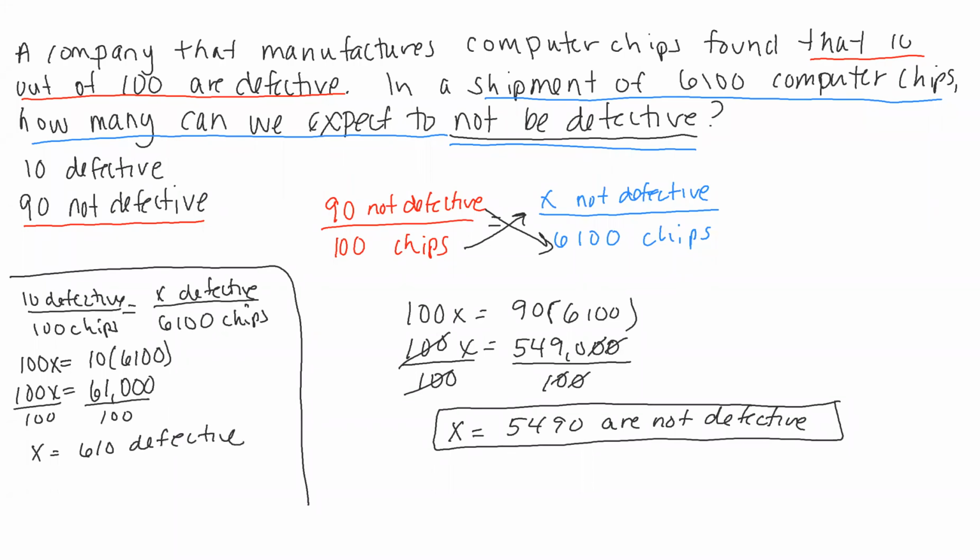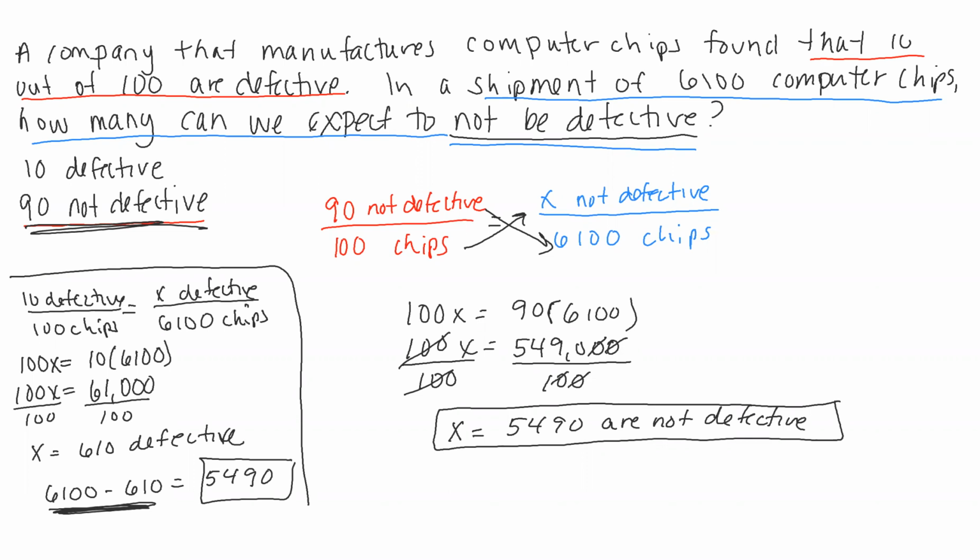Now the question asks how many are not defective. So what we would do is we would take 6,100. We would subtract the defective computer chips. And we should get 5,490. So either way, you're going to get 5,490. It just depends on if you want to do this subtraction at the beginning, like we did here, or at the end, like we did in this little bit of side work.